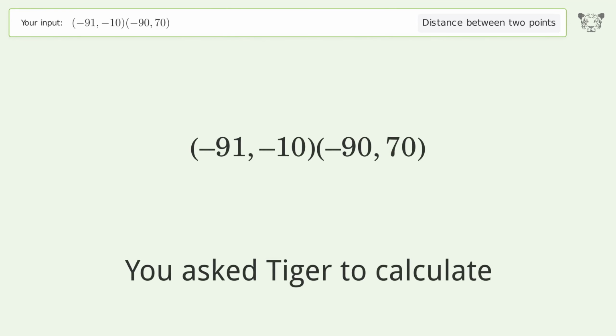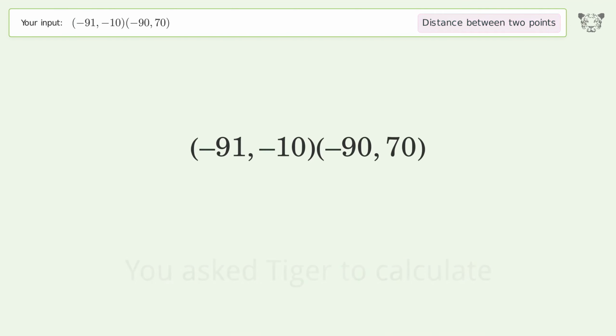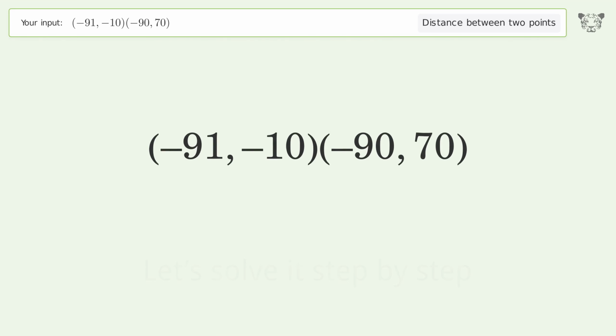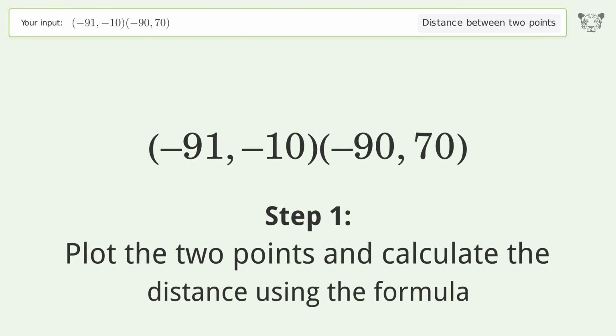You ask Tiger to calculate. This deals with the distance between 2 points. The distance between the 2 points is the square root of 6,401, or 80.006. Let's solve it step by step. Plot the 2 points and calculate the distance using the formula.